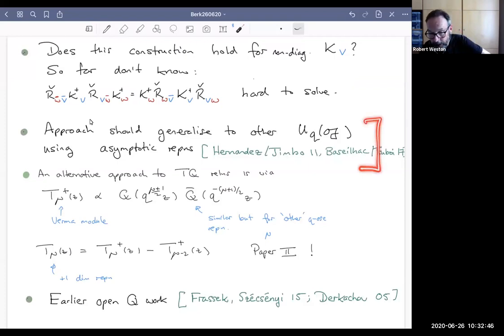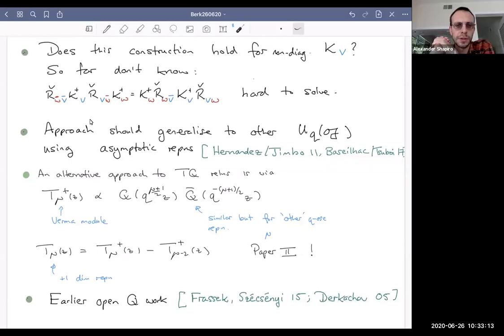So this approach should generalize to other rank. Instead of using other algebras, and instead of using Q oscillator representations, we now use these asymptotic or pre-fundamental representations. That's the picture. These were introduced by Hernandez and Jimbo, and were also used in a context similar to the one we've discussed for SL2 by Bazhanov and Tsuboi in 2017. What are these asymptotic representations? Well, in the SL2 case, they're built by taking Verma modules and then scaling those Verma modules such that only half the action survives, and that half is the Borel subalgebra action.